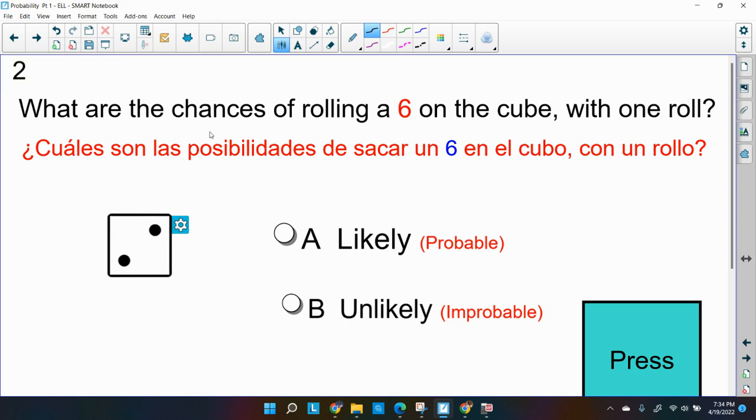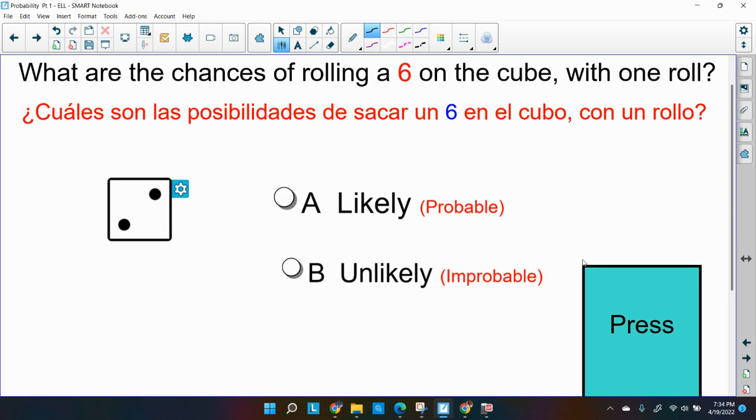So, what are the chances of rolling a 6 on the cube with one roll? So, is it likely or is it unlikely? Well, for me, it was very unlikely. And again, let's look at the probabilities of getting a 6. So, let me write out P.